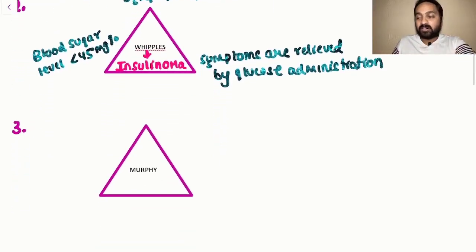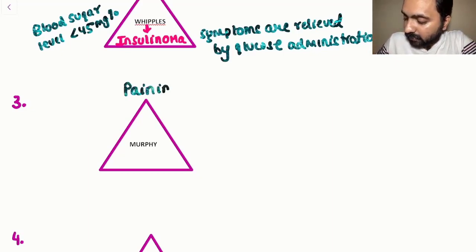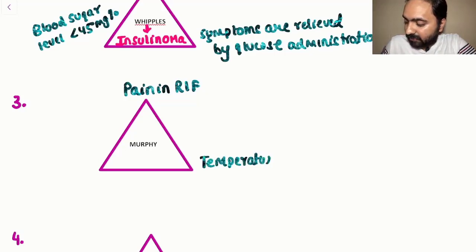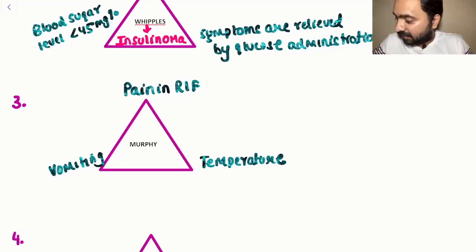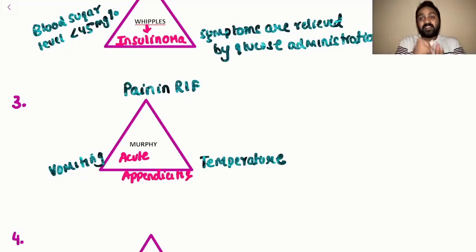Now the next triad is Murphy's triad. What are the components of Murphy's triad? First is pain in the right iliac fossa. Then we have temperature, that is, the patient is having fever, and then we have vomiting. With this clinical scenario, what can you think of? Yes, it is a case of acute appendicitis. So Murphy's triad is seen in acute appendicitis.